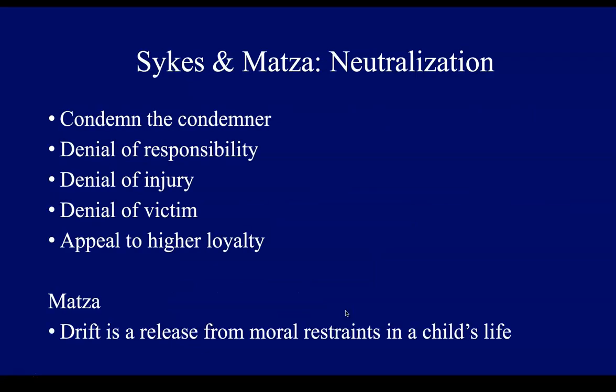About the same time, Sykes and Matza, that I'm sure you read about and studied in undergrad, proposed the theory of neutralization. And they said that juveniles don't totally reject conventional values, but they have an additional set of subterranean values. And they said that juveniles drift in and out of conventional and these subterranean systems. The subterranean value set contains rationalizations for antisocial behaviors under certain conditions.